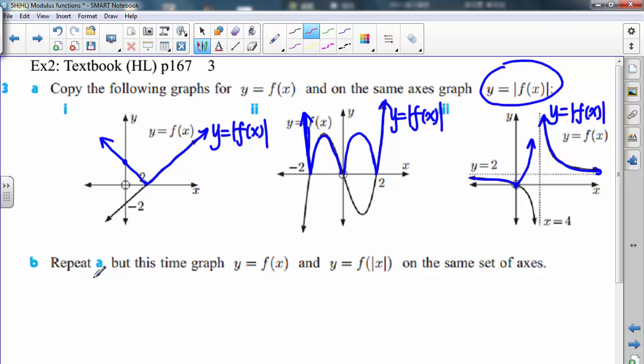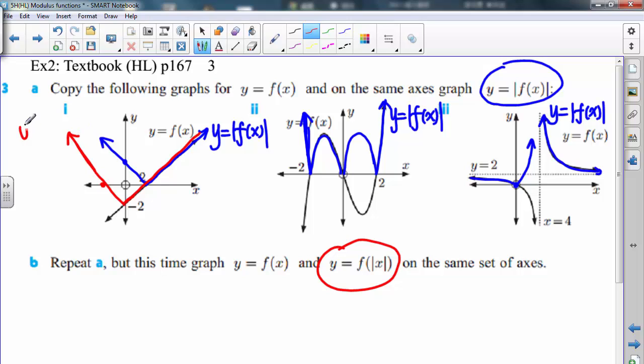Okay, the second question is, repeat a, but this time graph y equals f of x and y equals f of the absolute value of x on the same set of axes. For this type of absolute value function, I will use the red one. If you add the absolute value on x, that means you keep the graph for the x larger than 0 part. So you keep this part. Then you reflect this red part over the y-axis. So this (2, 0) becomes (-2, 0).